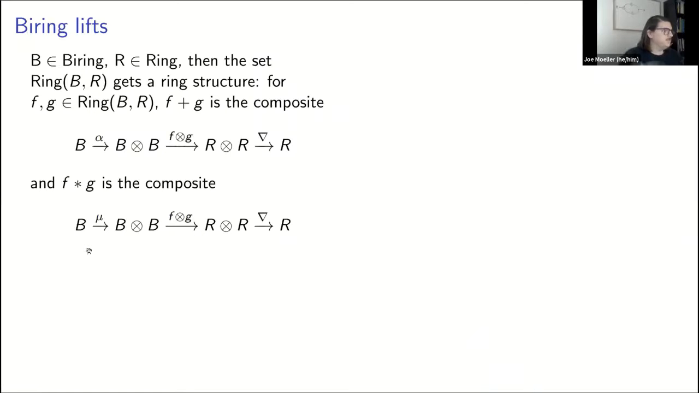So you pre-compose with these biring structures. This is the co-addition of B. So first you start by co-adding, and then if you have these two ring homomorphisms, F and G, you do those in parallel, F tensor G. And then you do the codiagonal for rings, which is multiplication. And that will be a ring homomorphism, because all of these things that we're composing are themselves ring homomorphisms. And multiplication is the same. And so you can put a ring structure on this Hom set.